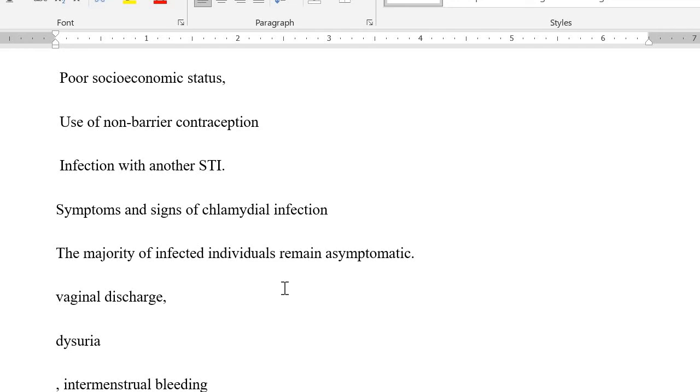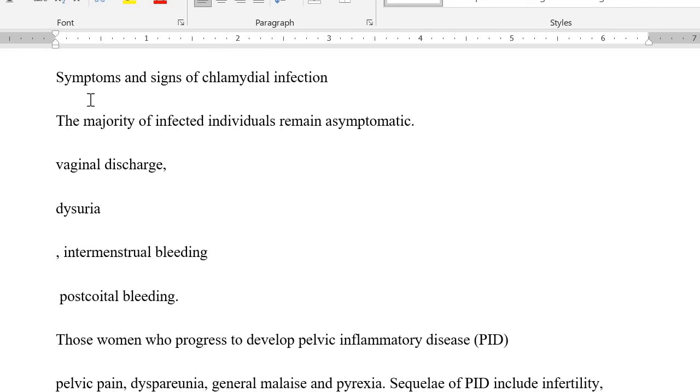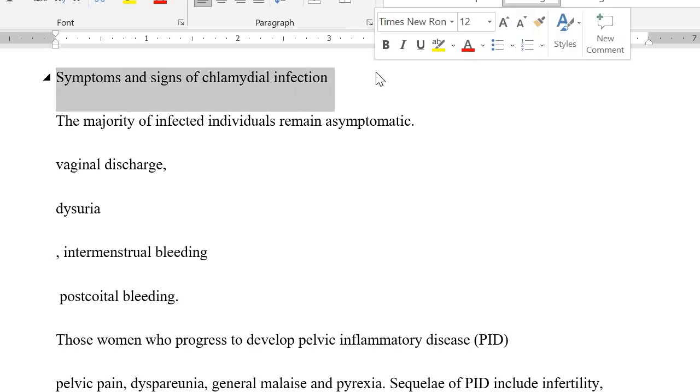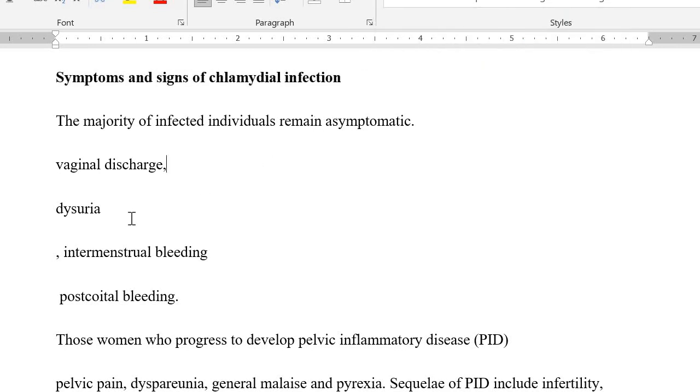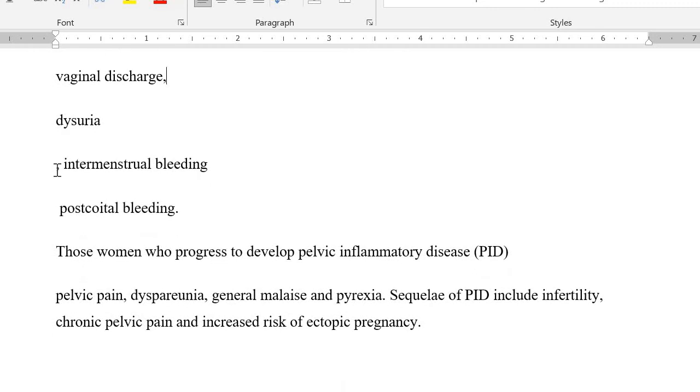Then the symptoms and signs of chlamydial infection. So if a patient has one STI, you have to test them for the other forms of STI also. The majority of infected individuals will be asymptomatic. But for those who have symptoms, the common ones are vaginal discharge, dysuria, intermenstrual bleeding and postcoital bleeding, as the cervix will be friable.